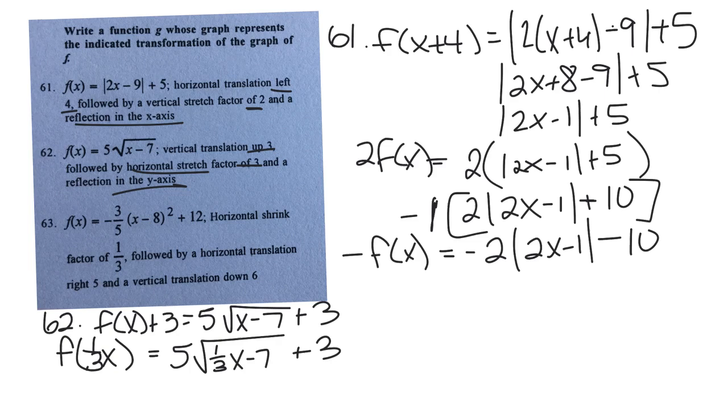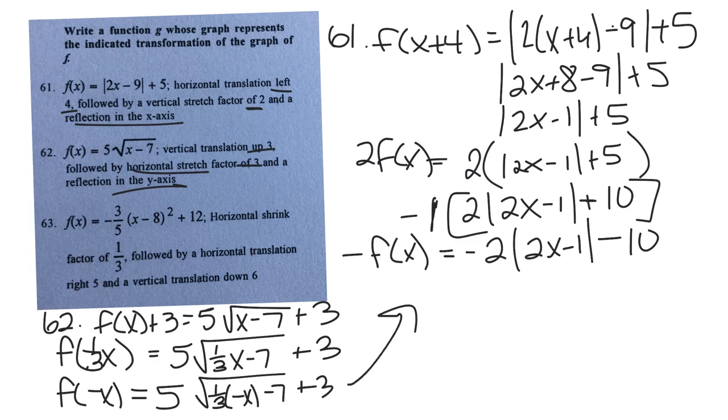And the reflection in the y-axis is f of negative x. So that's 5 square root of 1/3 times negative x minus 7 plus 3. I'm plugging it in like that, and it ends up being the final answer. Your g of x is 5 square root of negative 1/3 x minus 7 plus 3.